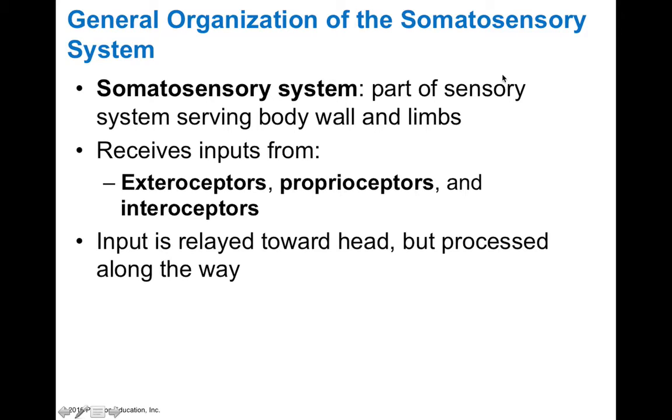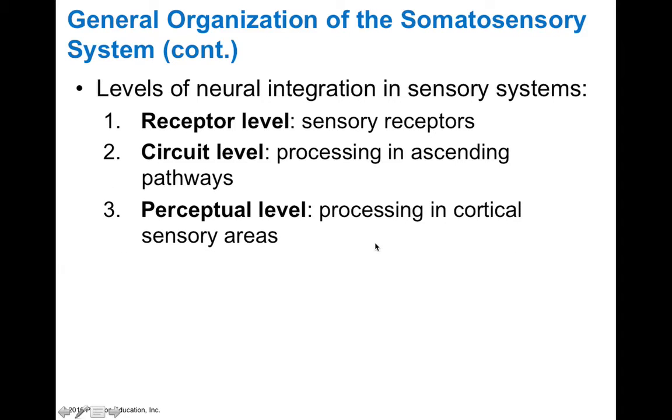The one that we're actually able to perceive is our somatosensory system, and it's part of our sensory system that serves the body walls and limbs. The somatosensory system, remember, which is part of the primary somatosensory cortex of your parietal lobe, receives inputs from exteroceptors, proprioceptors, and interoceptors. The input is relayed towards our head, and it's processed along the way.